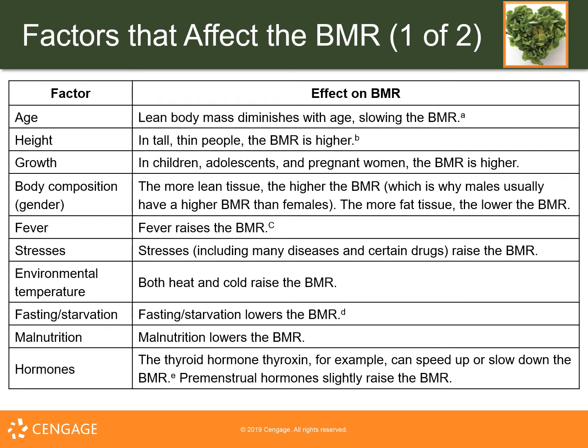Malnutrition affects the BMR. Malnutrition generally lowers the BMR. However, if multiple disease processes are present, the BMR may be elevated. Hormones will affect the BMR. The thyroid hormone, thyroxine, for example, can speed up or slow down the BMR. Premenstrual hormones slightly raise the BMR.